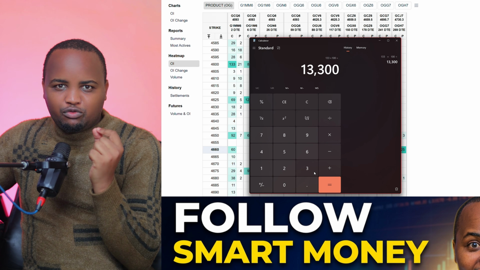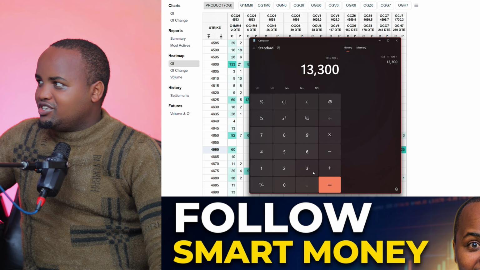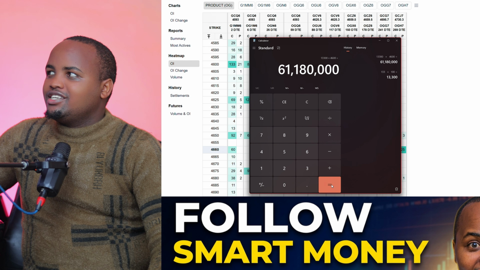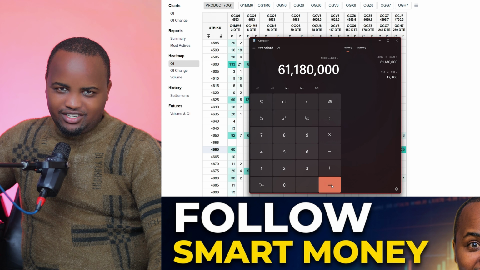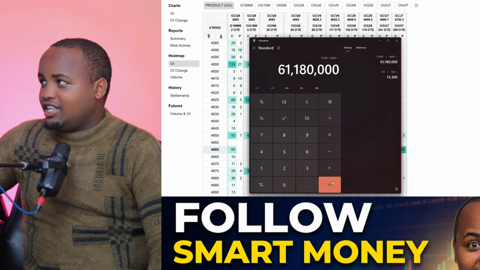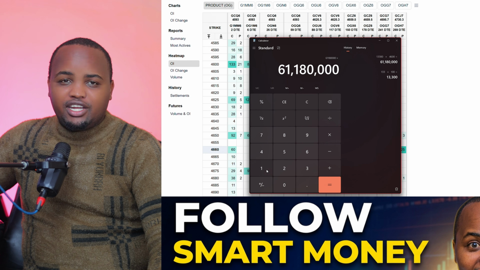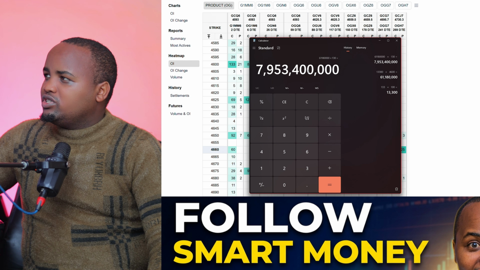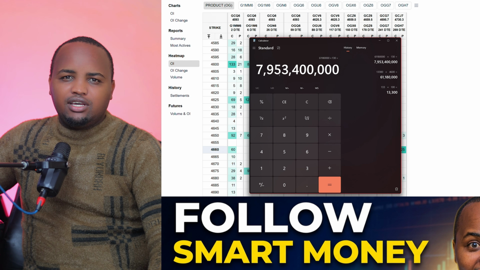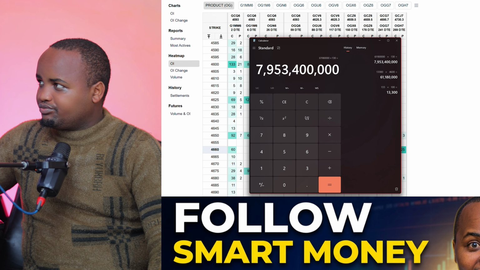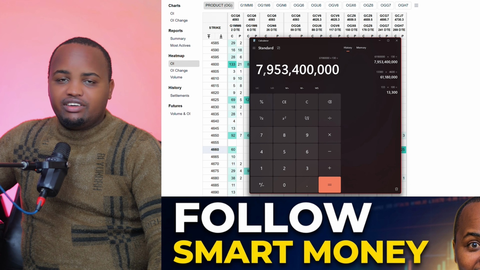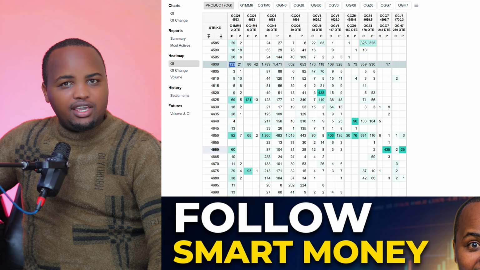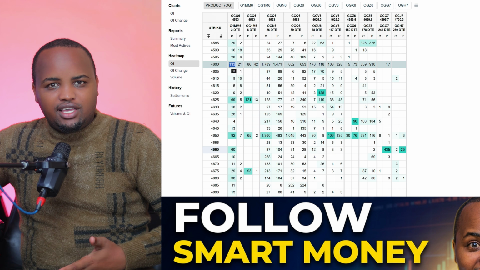How much amount of money in dollars is exposed to that position? Multiplying by 4,600, you get the $61 million that is actually exposed to that area. If you multiply by Kenya shillings, around 130, you get around 7.9 billion. Yeah, this is 7.9 billion that is actually exposed here alone. That is a very serious thing that you see here.